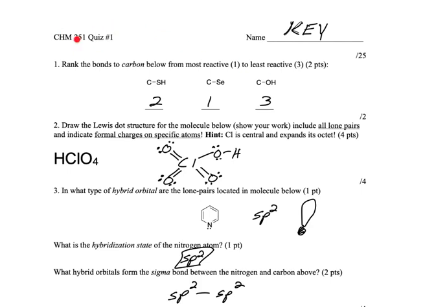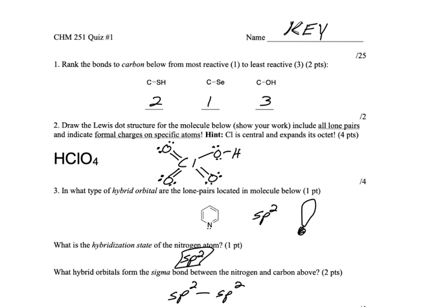All right, so quiz one key. This first one: rank the bonds to carbon below from most reactive to least reactive. When you have these ranking questions, find something that's the same and then find what's different. The carbon's the same for all of these, and you have a sulfur, a selenium, and an oxygen. So you want to see where they're at in the periodic table and what their differences are.